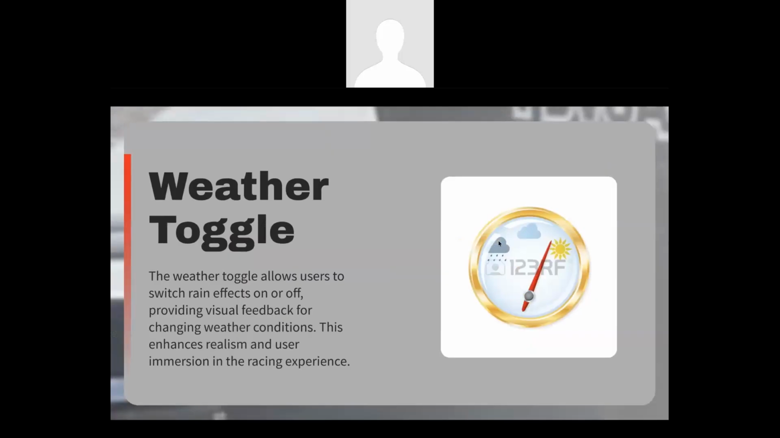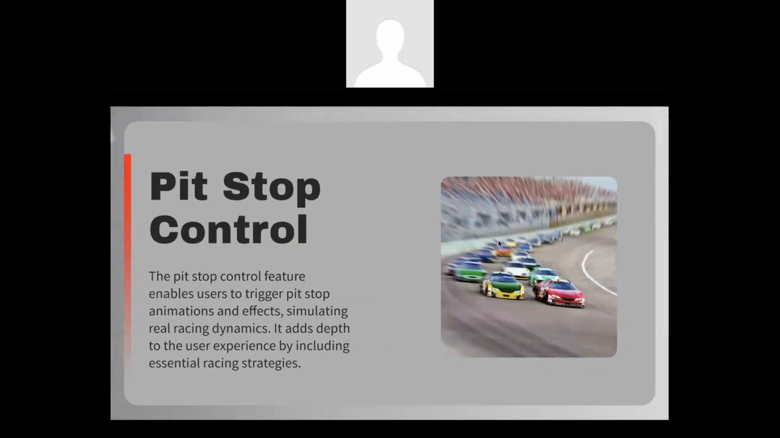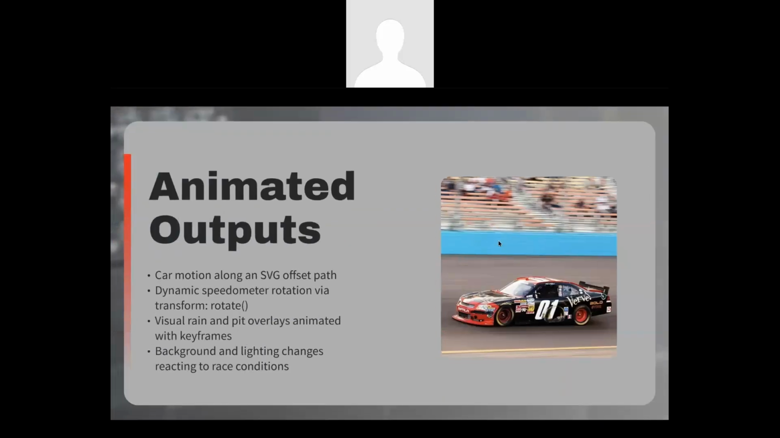We also have the weather toggle, which allows users to switch rain effects on or off, and it provides visual feedback for changing weather conditions. It just enhances realism and user immersion. We also have the pit stop control, and it enables users to trigger pit stop animations and effects, simulating real racing dynamics.